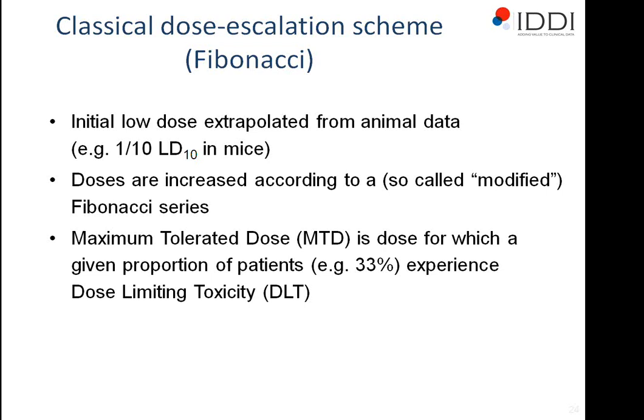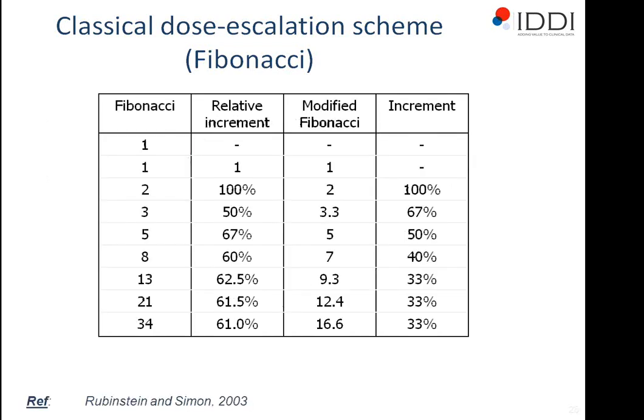And then the maximum tolerated dose, as Eduardo mentioned, is a dose for which a given proportion of patients, like 33%, experience dose-limiting toxicity, for instance. So this is the so-called Fibonacci series, which is known in mathematics. What is perhaps most important is that this series is characterized by these relative increments. So we start from the initial dose, then we increase it by 100%, then we would increase it by 50%. And as you can see, the next increase is stabilized at around 61%.